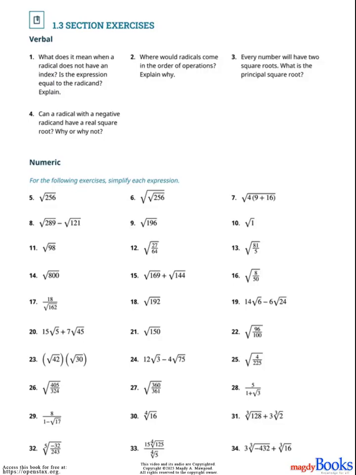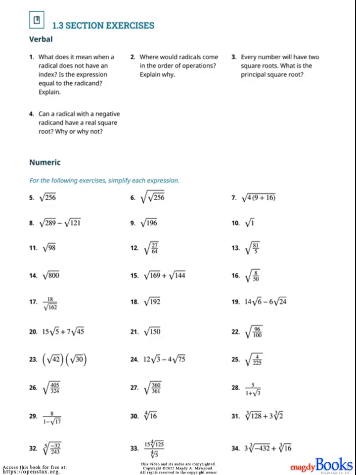11. Square root of 98. 12. Square root of 27 over 64. 13. Square root of 81 over 5. 14. Square root of 800. 15. Square root of 169 plus square root of 144. 16. Square root of 8 over 50.